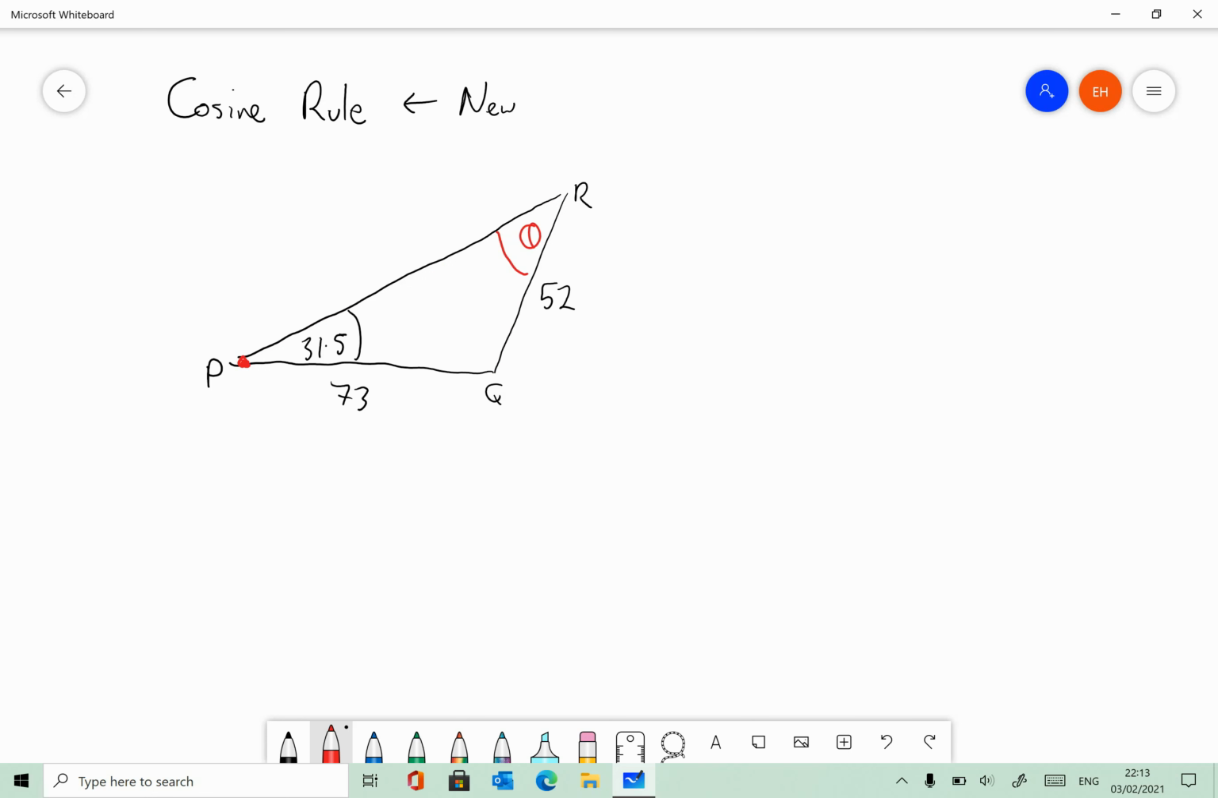Let's call him theta. Now, it makes sense whenever we're doing these type of questions to label up our triangle. So I'm going to use the sine rule because I'm dealing with opposites. So I'm going to go A over sine A is equal to B over sine B. So therefore, in my diagram, I need an A, a big A, a small b, and a big B. So let's call this 31.5, let's call him big A. That means the 52 is going to be the small a because he's the side opposite. Let's call theta big B, and let's call the 73 the small b.